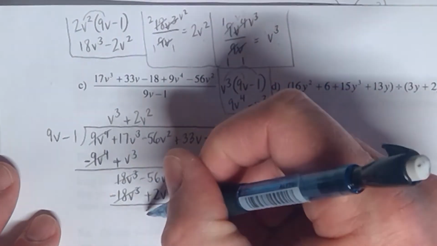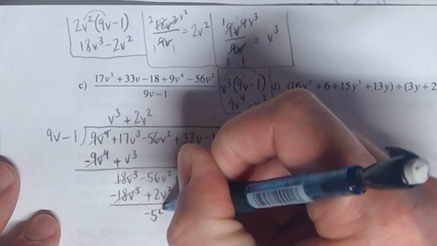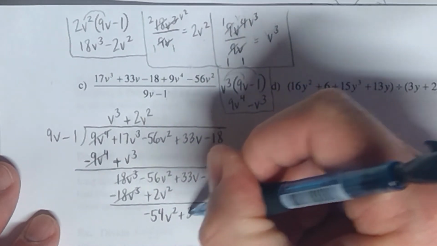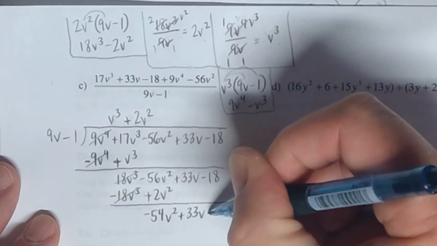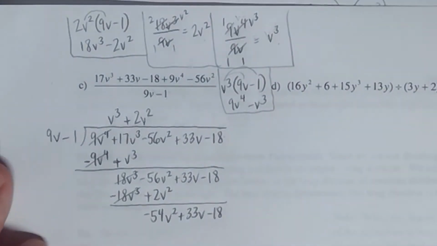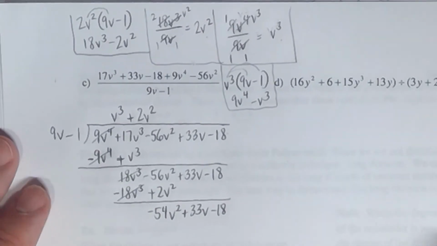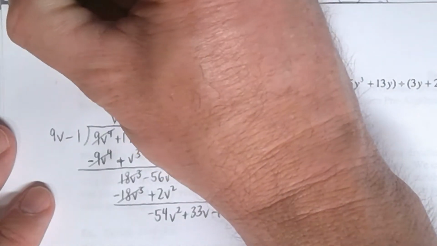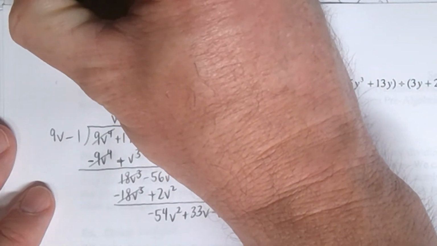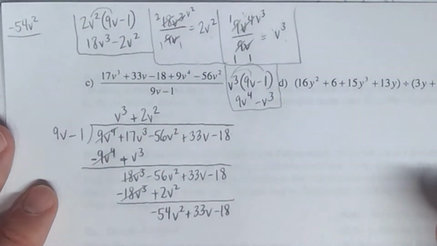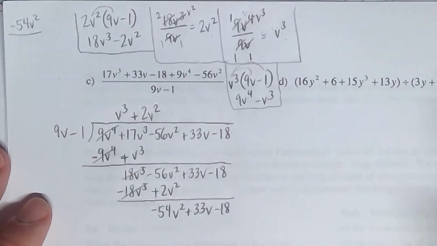If I now combine like terms on everything else, I get negative 54v squared. And then these other two terms don't cancel with anything. Okay. And then we go through the process again. I'll tell you when we're done, okay? It won't be too much longer, but we got a little bit of a ways to go. This is not a very short problem, to be honest with you, okay? It's one of the longer problems we're going to do.